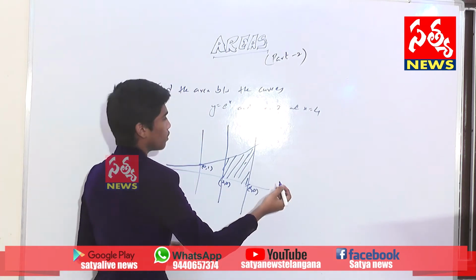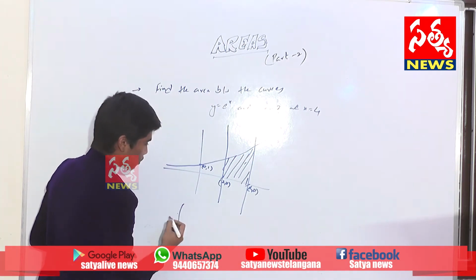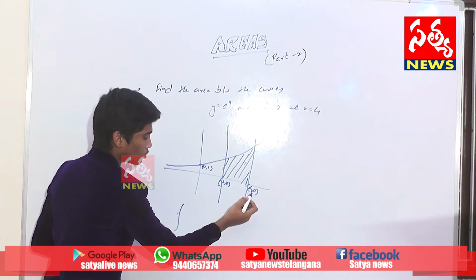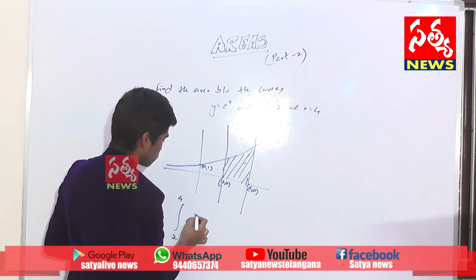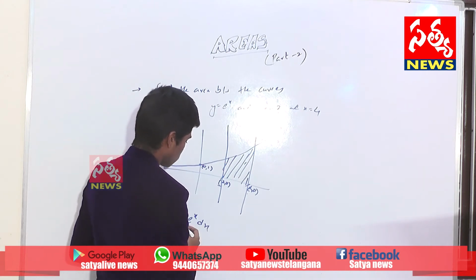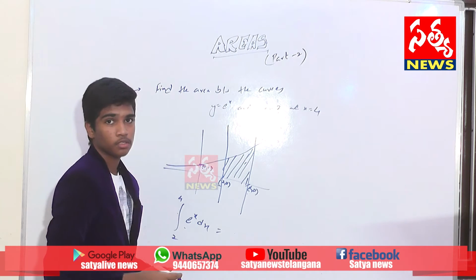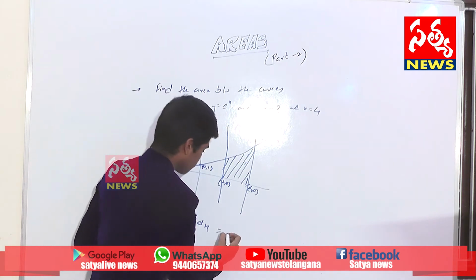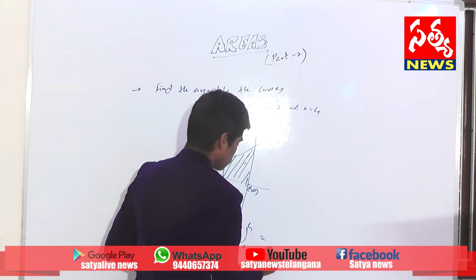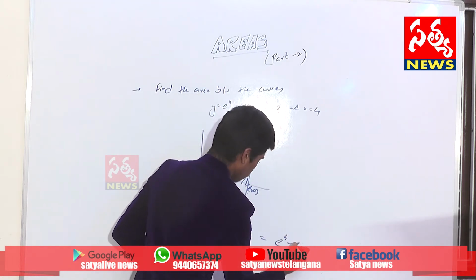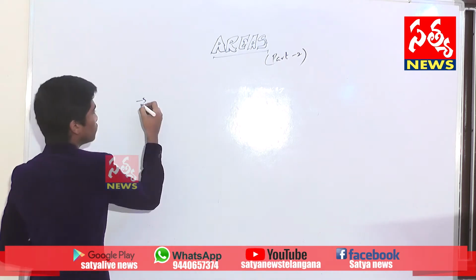Now, as usual, we take the limits from 2 to 4, and the curve is e power x into dx, which is nothing but, what is the integration of e power x? It is e power x only. E power x from limits 2 to 4. So the answer is e power 4 minus e square. Easy, right?